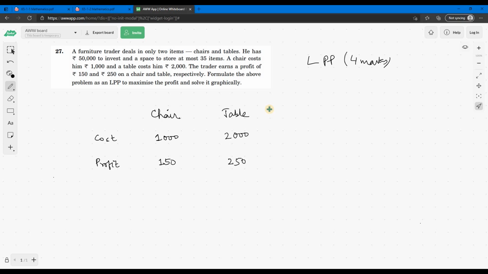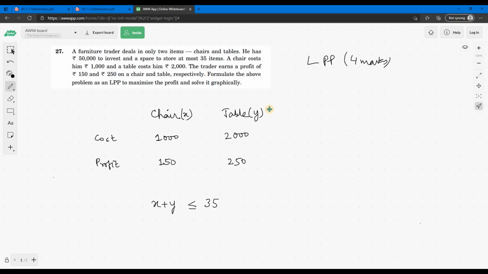We'll assume that the number of chairs the trader has is X, and the number of tables the trader has is Y. So the first constraint we can have is that the number of chairs and tables can be at most 35. When we say at most, that means it should be less than or equal to 35.